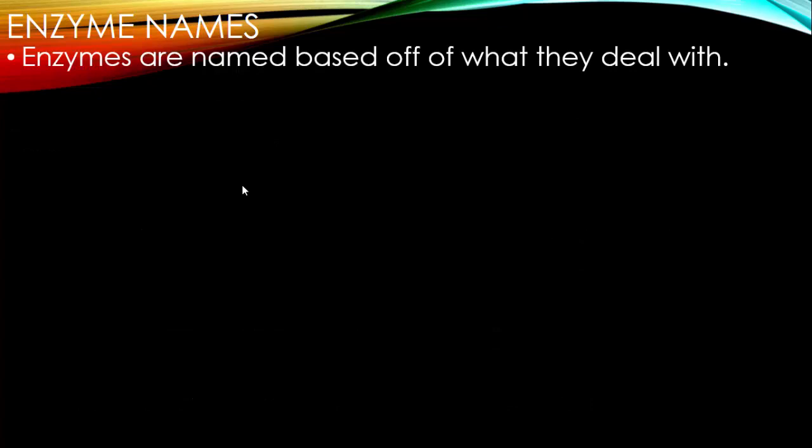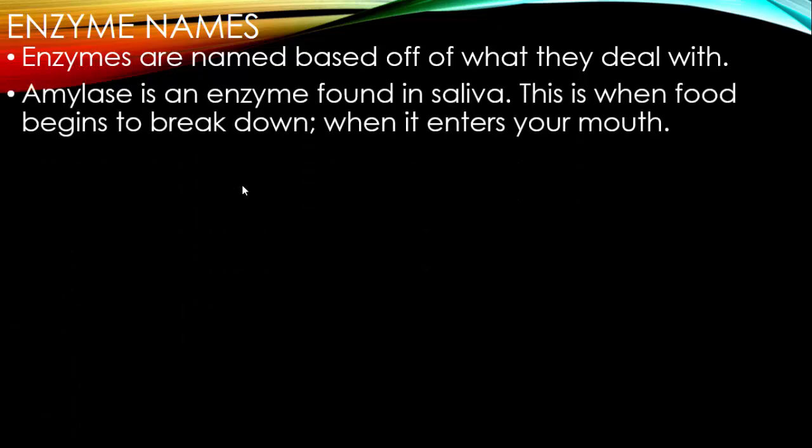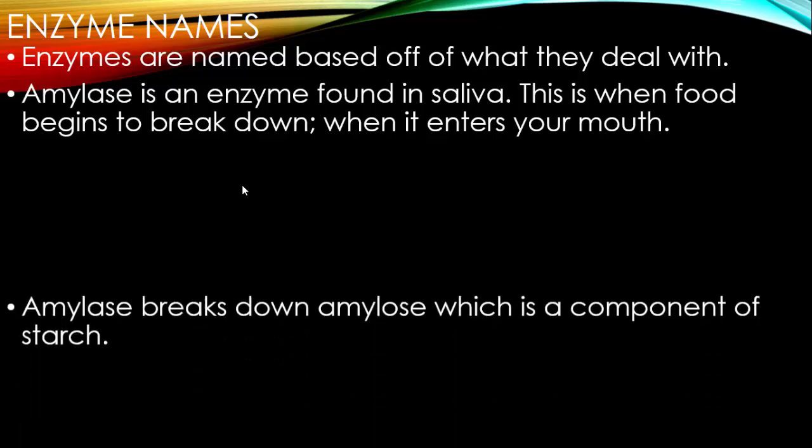Now, enzyme names. So enzymes are named based off what they deal with. Now, we don't call them just enzymes. There are special names of enzymes based on what they deal with. For example, amylase is an enzyme found in saliva. This is when food begins to break down, when it enters your mouth. When you put food in your mouth, it begins to break down. You don't have to wait. Amylase is an enzyme that begins breaking down food, and that amylase is found in saliva.